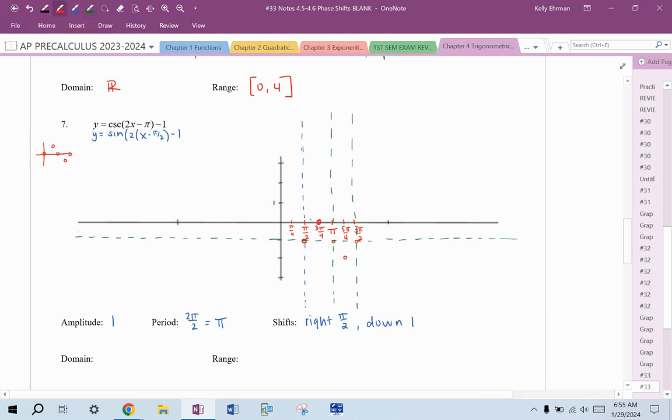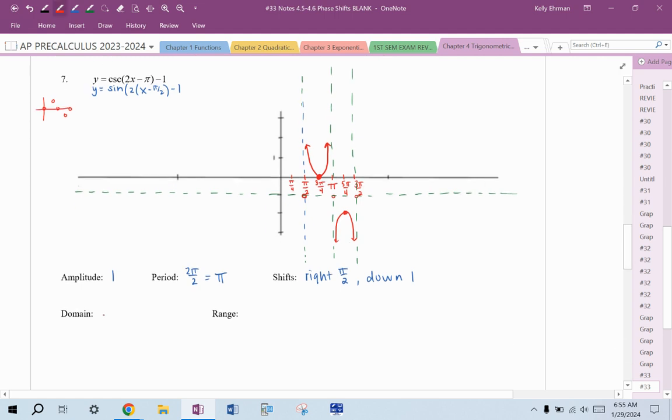And then sketch in the branches. So remember, they open away from the midline, and we just kind of fit them into the width of the vertical asymptote. So here's one period of this cosecant curve, and of course we would extend it for our homework.